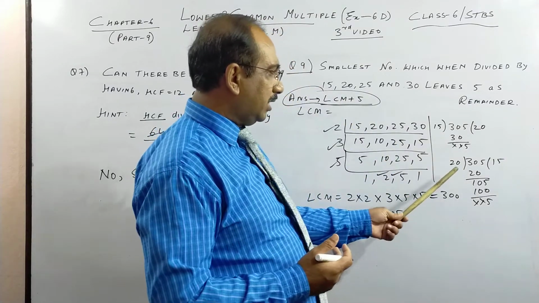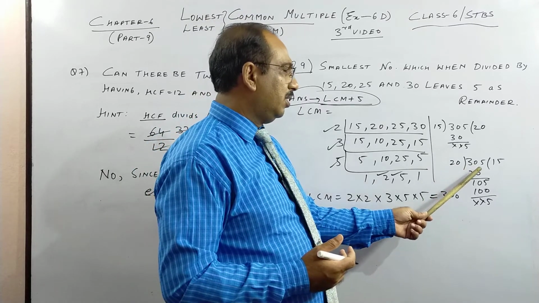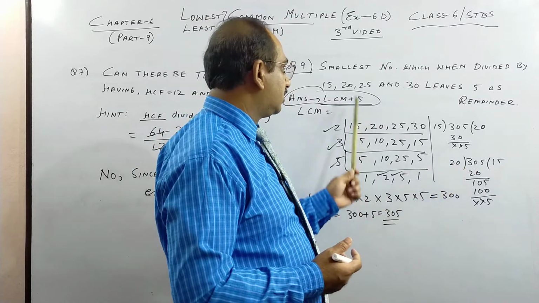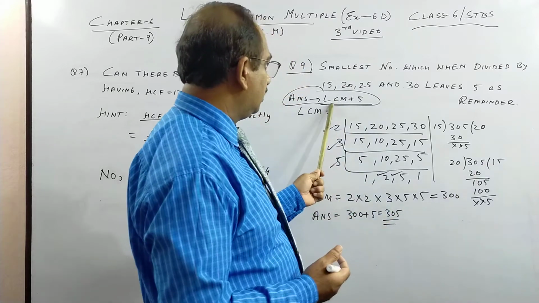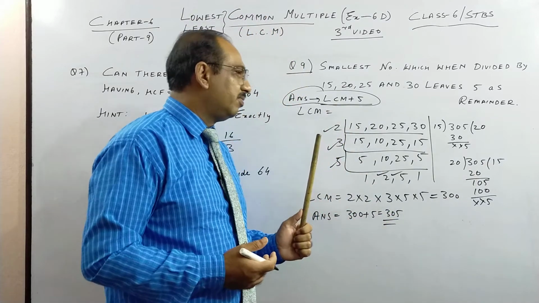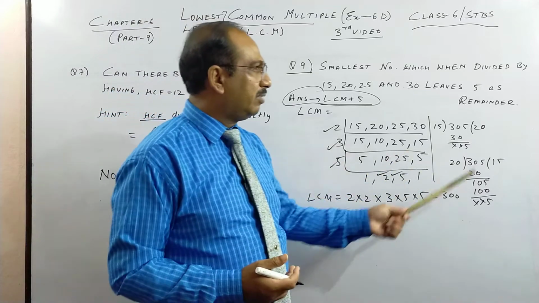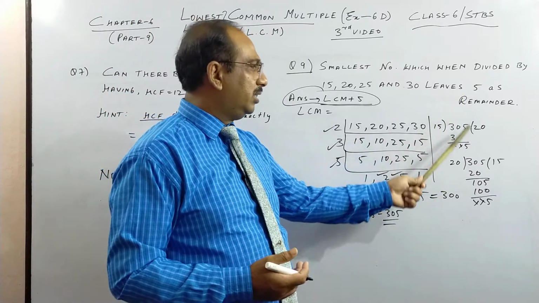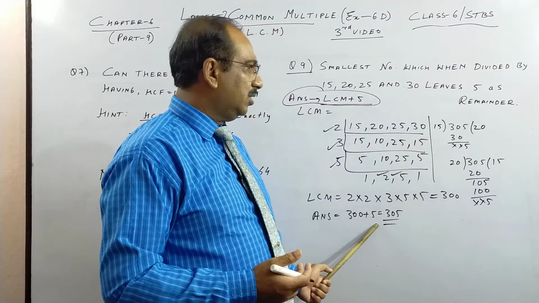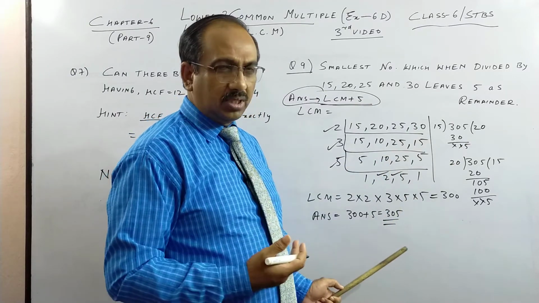So try to understand 305. When you divide by any of these numbers, your remainder will be 5 because 300 is the LCM and we add 5. So always the remainder will be 5. If you want 6 as remainder, add 6 here. If you want 11 as remainder, add 11 here. Okay. So try to think and do.